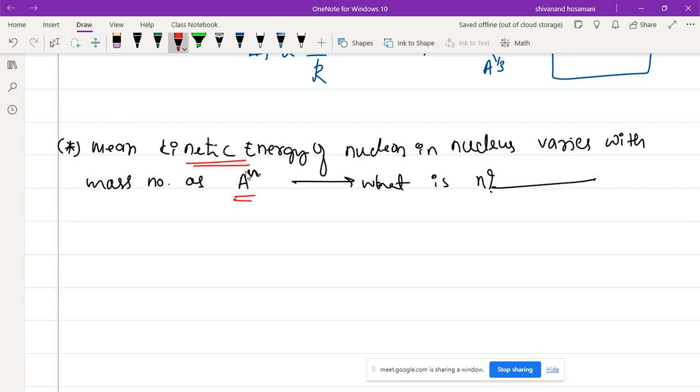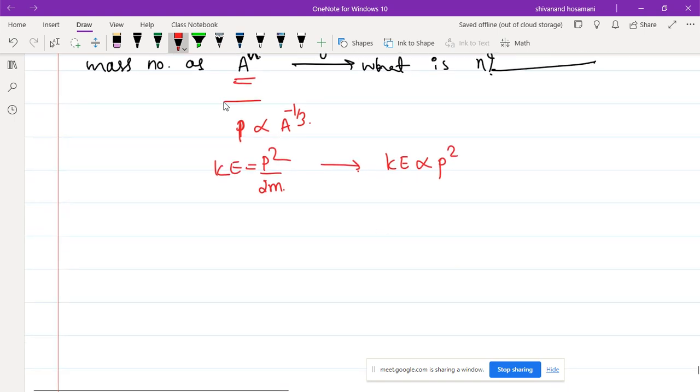1 by 2? Check it once. We got that momentum varies as A to the power of minus 1 by 3. Therefore, what is the relation between kinetic energy and momentum? Kinetic energy is given by P square by 2m, right? So the kinetic energy is proportional to P square. Then if you put this P in this case, what do I get? Kinetic energy is proportional to A to the power of minus 2 by 3, isn't it?